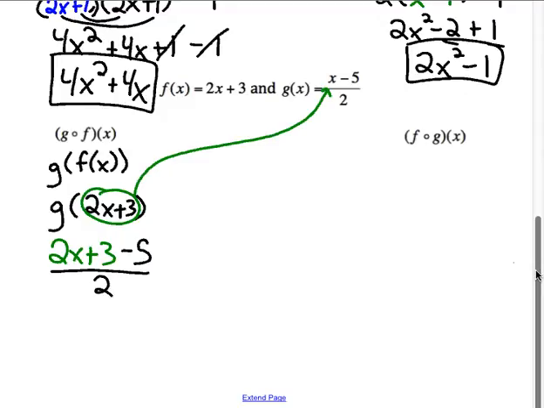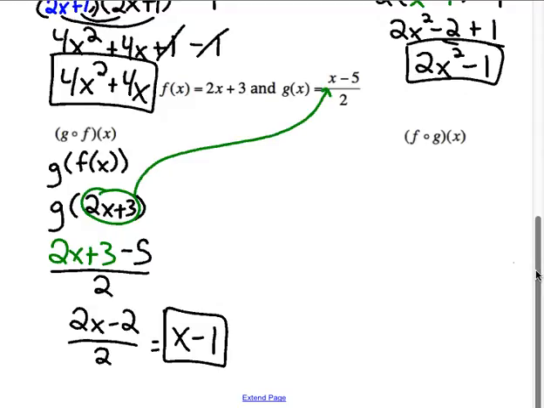And then work from there. So I'm going to have 2x minus 2 all over 2, which will simplify to just x minus 1. Right, because both pieces are divisible by 2.